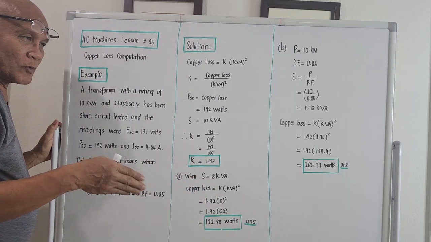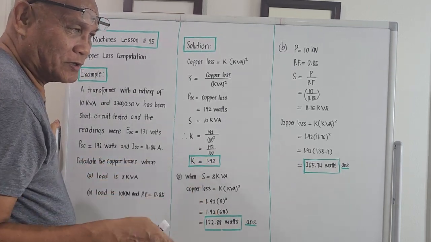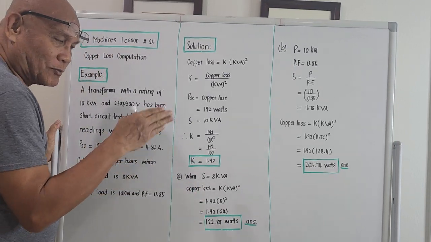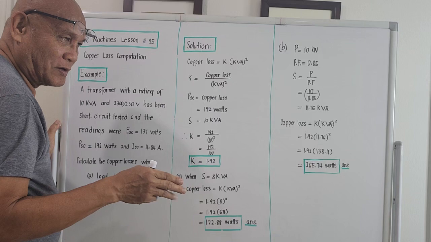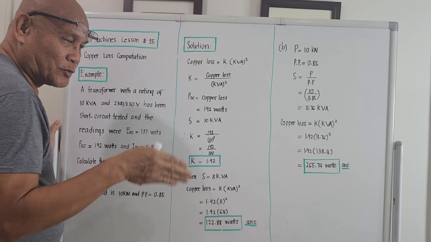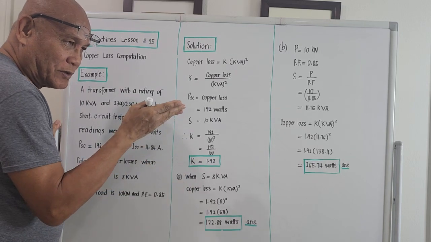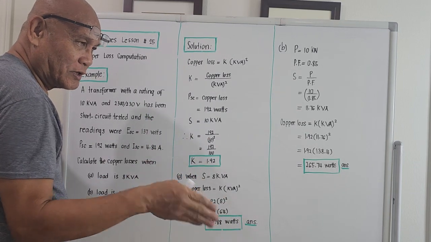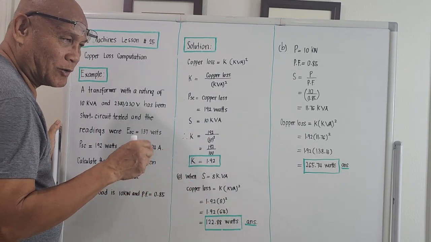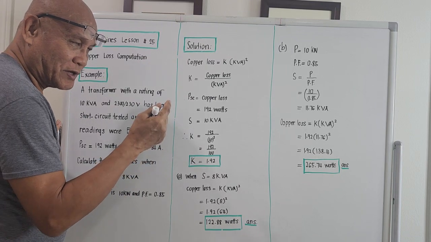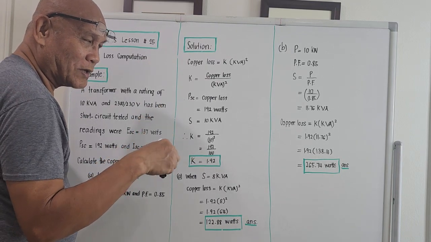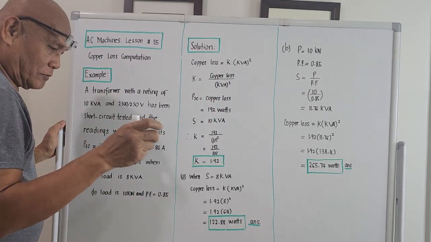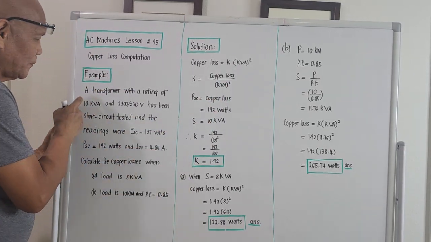Because the other formula is actually by using the equation, the square of the current multiplied by the resistance. Okay? That will be the first one. It's either referred to the primary or secondary. So as another solution, it is by using the formula equal to a certain constant K times the value kVA quantity square. Okay, let's proceed. I will try to give you an example problem.